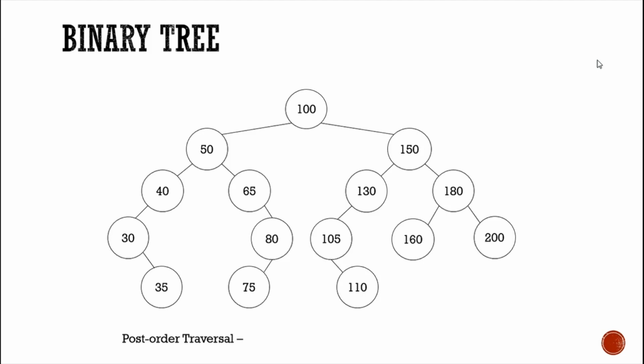The traversal starts from the root, which is 100. Then the left subtree of 100 must be visited, so we travel to 50. Then the left subtree of 50 must be visited, so we travel to 40. Then the left subtree of 40 must be visited, so we travel to 30. From 30, it should have gone left again, but since 30 has no left subtree, the right subtree of 30 is visited, so we travel to 35.